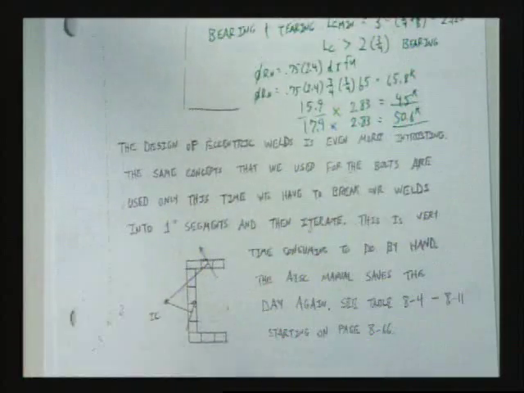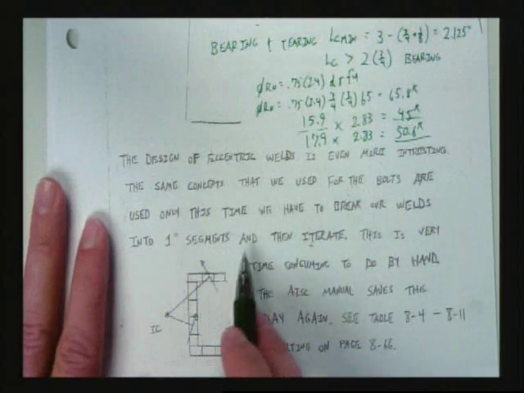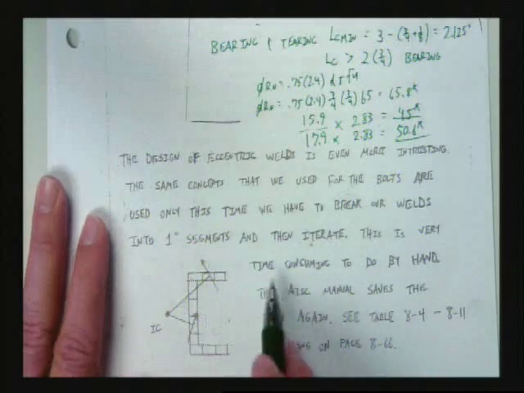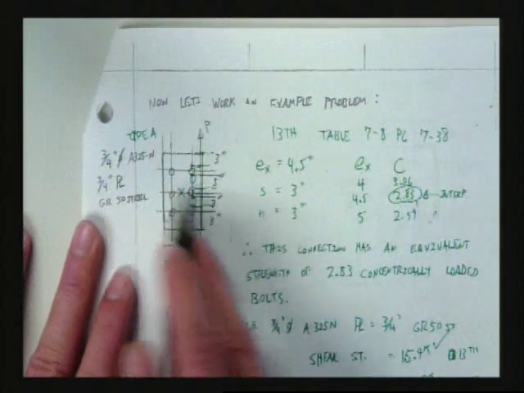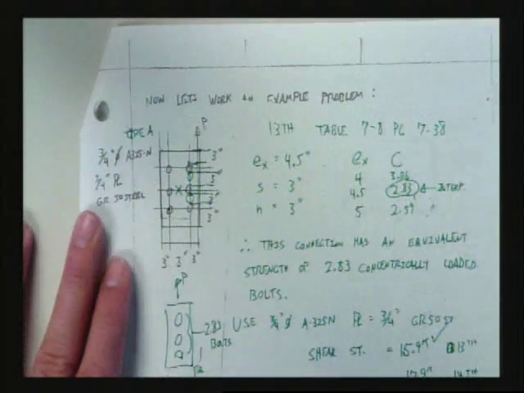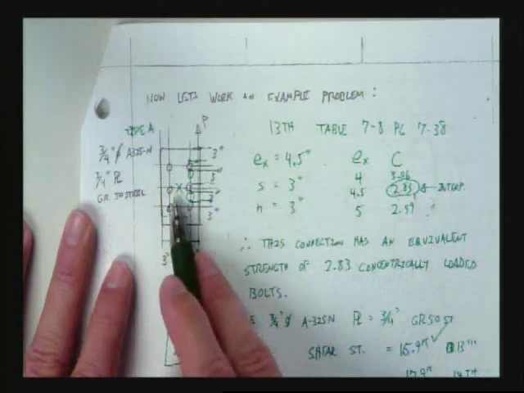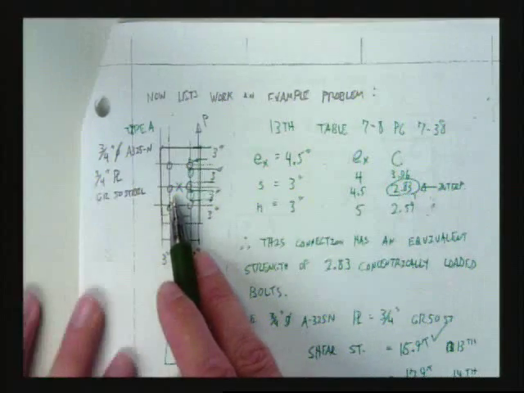Okay. So the design of eccentric welds is even more interesting than bolts. The same concepts that we use for bolts are used, only this time we have to break our welds into 1-inch segments and then iterate. In the past, we would have guessed an instantaneous center and kept going. No, there's actually instantaneous center numbers in your manual. There's like an E prime you can calculate, and it'll tell you where the instantaneous center is.